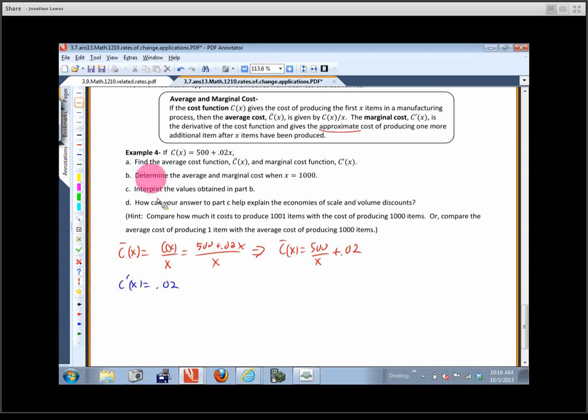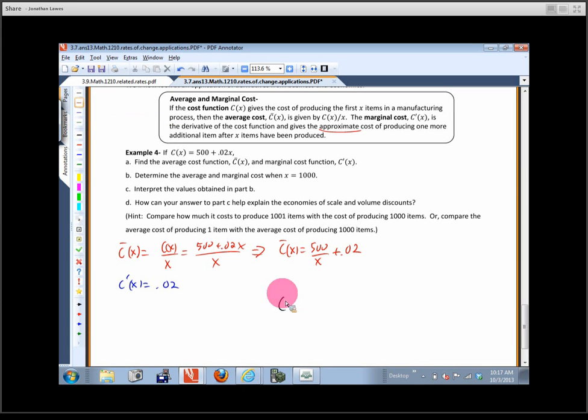Okay, then it says determine the average and the marginal cost when x is equal to 1,000. Okay, what that means is figure out the average cost of producing 1,000 items. What is the average per item? And figure out the marginal cost of producing 1,000 items. So all we're doing here is if they gave me an x value of 1,000, my step here is just plug that into each one of them. Okay, so let's go ahead and do that.